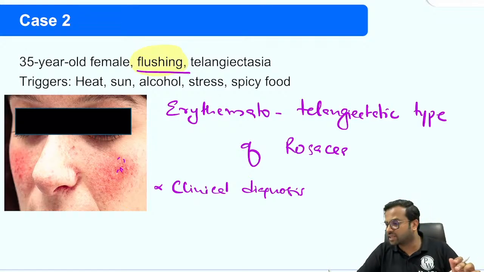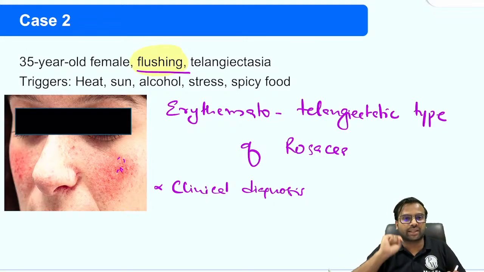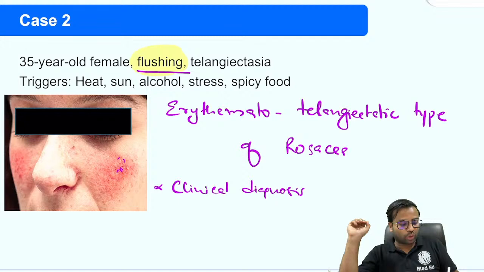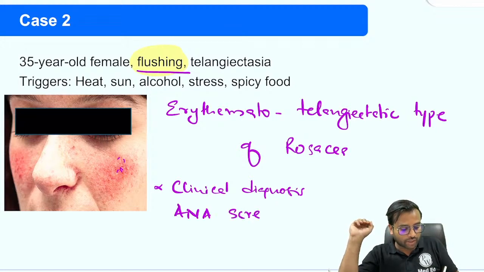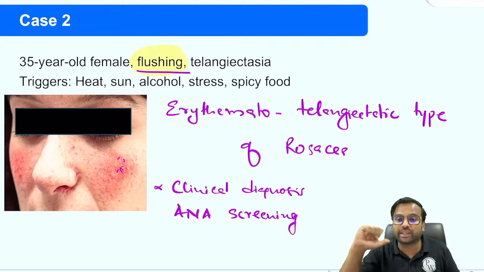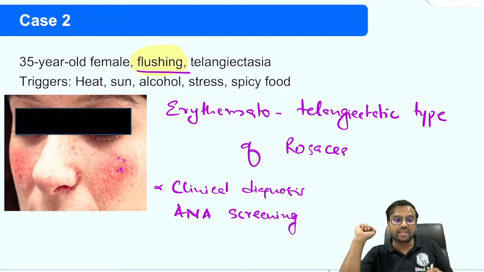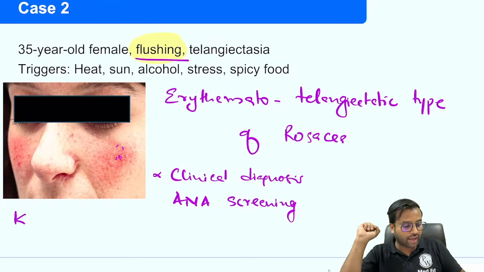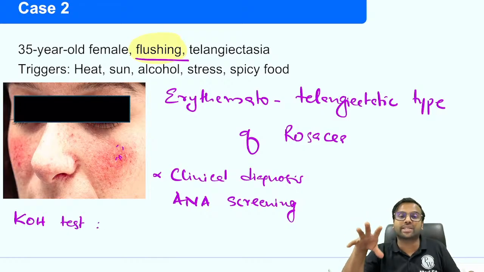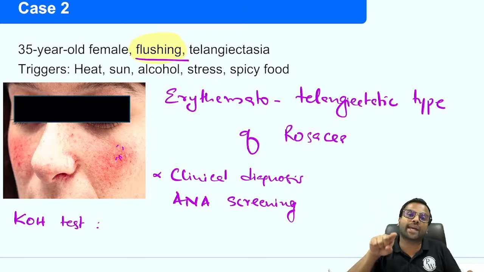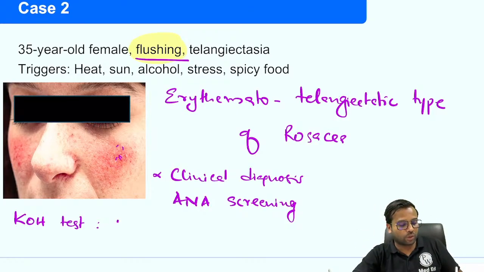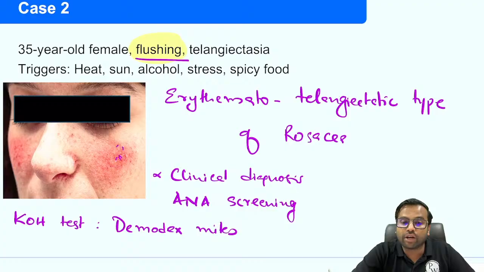But in these cases, just like Samantha, Spam, Rohit, all of you said about telangiectasia, right? All of you have told about SLE, right? So that is why we can do an ANA screening of the patient as well. We can just rule out whether the patient is having any lupus, isn't it? Systemic lupus erythematosus. And also in this condition, we can do a KOH test. Because you all must have learned that we do a KOH test whenever we suspect a fungus, but KOH can also detect a mite. So here we can also look for Demodex mites.